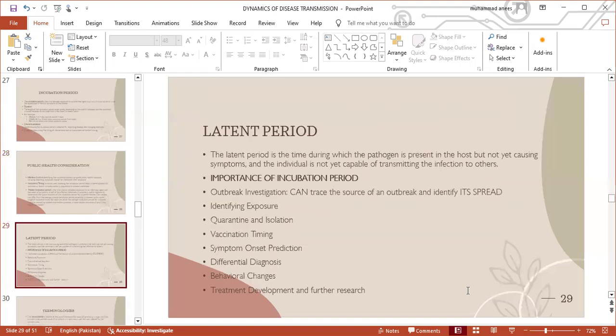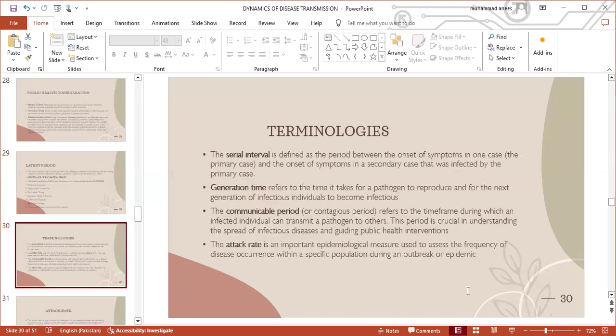Now, the latent period is the time during which the pathogen is present in the host but not yet causing symptoms, and the individual is not yet capable of transmitting the infection to others. Importance of the incubation period: it helps in outbreak investigation. It can trace the source of an outbreak and identify its spread. It helps in identifying the exposure, helps in quarantine and isolation, vaccination timing, symptom onset prediction, differential diagnosis, behavioral changes, and treatment development, and further research in this regard.